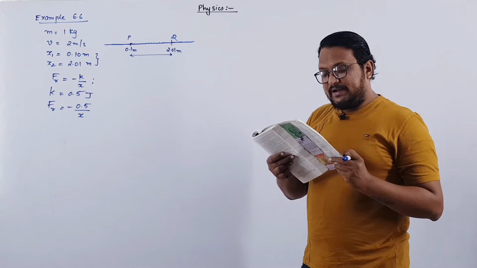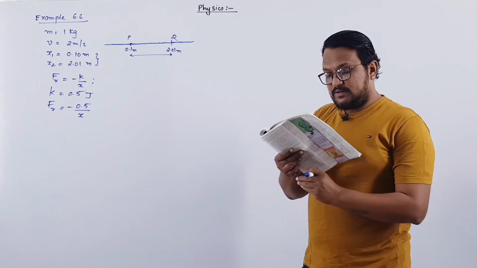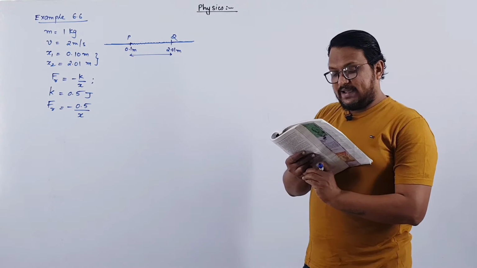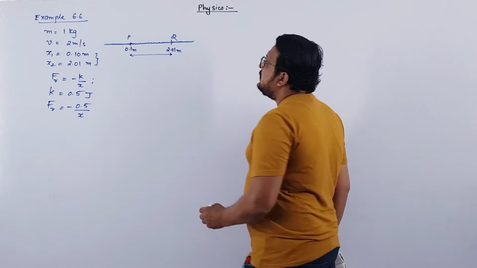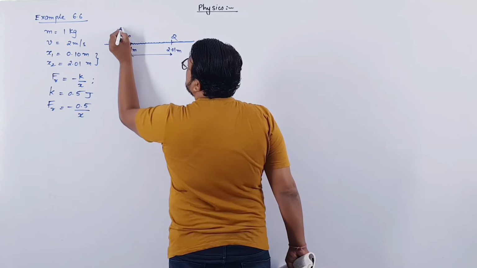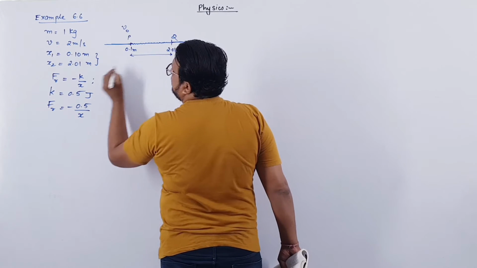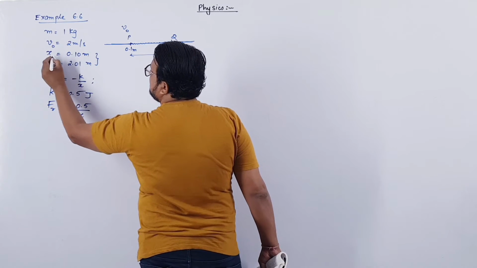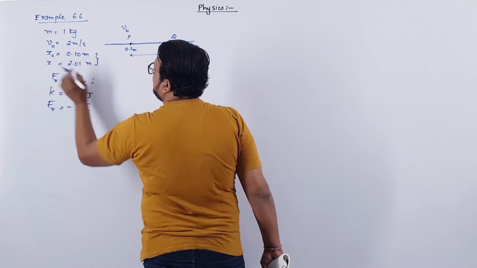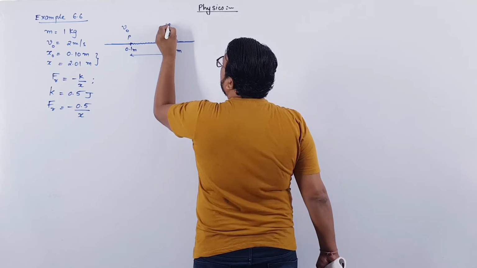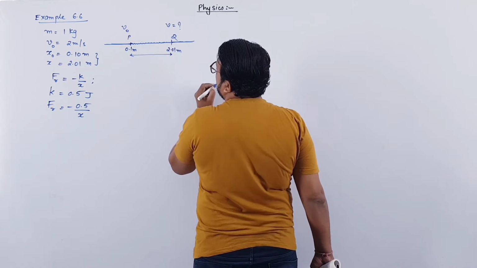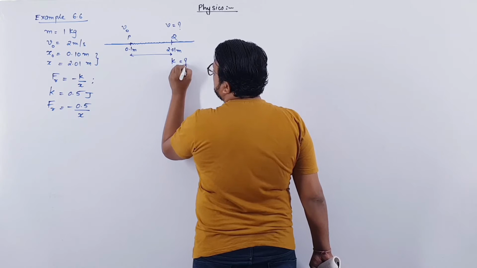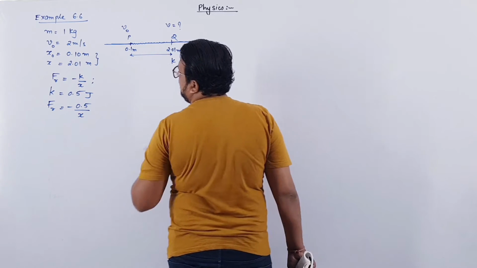What is the final kinetic energy when the speed of the block crosses the patch? Let us say at point P its velocity is v naught and position is x naught. You can write it as x naught or x. Here we want to find v, the final speed, and the final kinetic energy also.